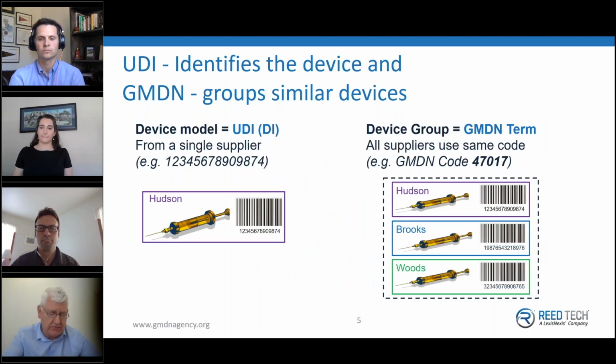Next slide, please, Rachel. You'll be familiar with barcoding, the UDI on the product packaging. This slide really just clarifies the fact that the GMVN is used to group similar type devices which may be made by different manufacturers and obviously identified individually, but also grouped together using the same GMVN term.